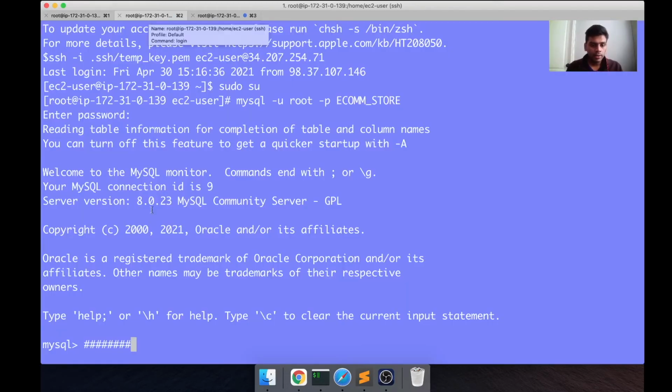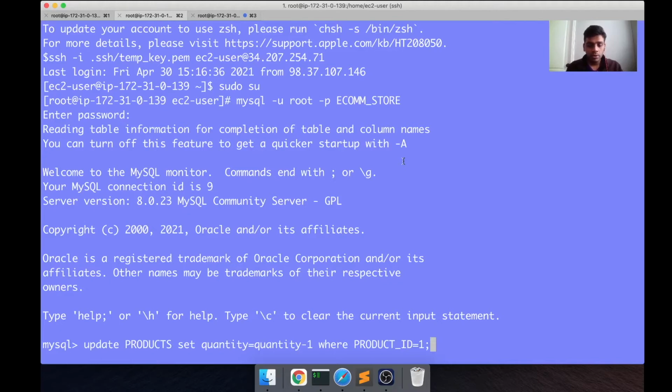Now we can look at the buyer one session. Let's say buyer one is trying to buy the same book. He goes on the website and clicks buy now, which translates into this update statement in the database: quantity equals quantity minus one, reducing the quantity by one, meaning he's buying a book. Of course, there will be other statements updating other tables, but to keep it simple, I'm just showing you the products table changes.